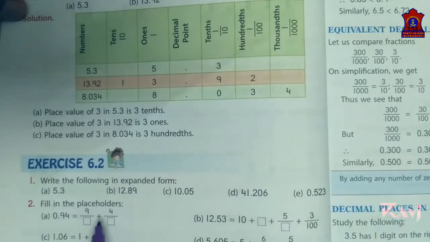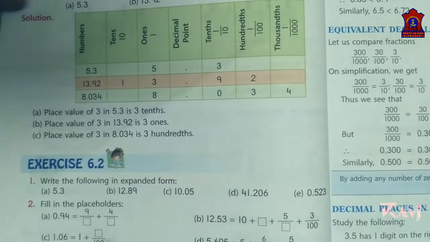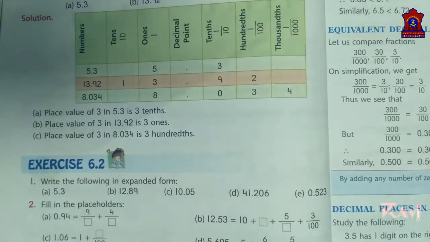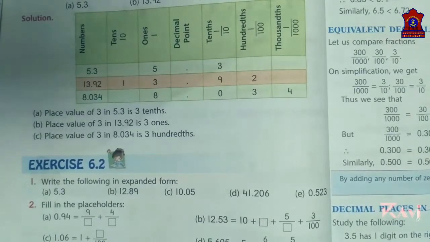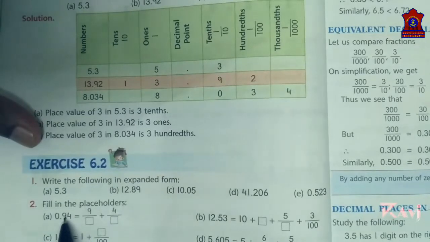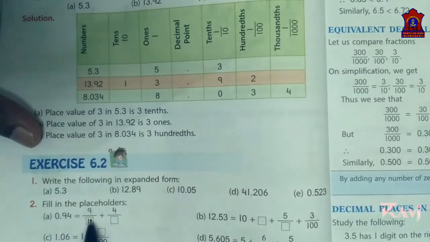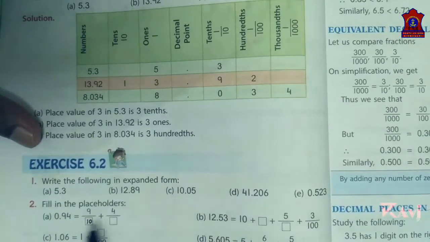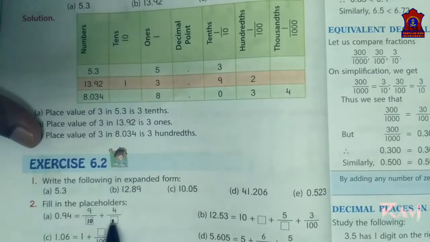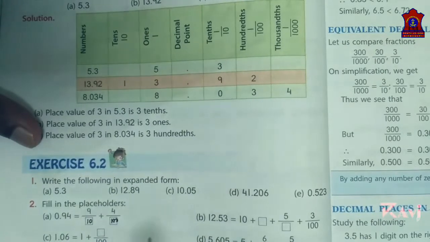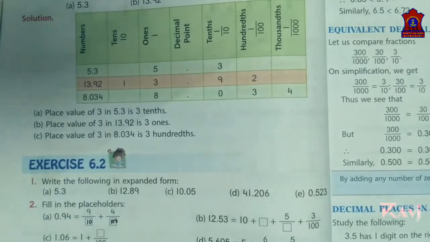Fill in the place holders. See here, a decimal number is given. You have to write this in expanded form only. Clear? See here, 9 is at 10th place. So 9 upon 10. Clear? And 4 is at 100th place. So write 100. Like this you have to fill. Okay. So question number 2 you can easily do.